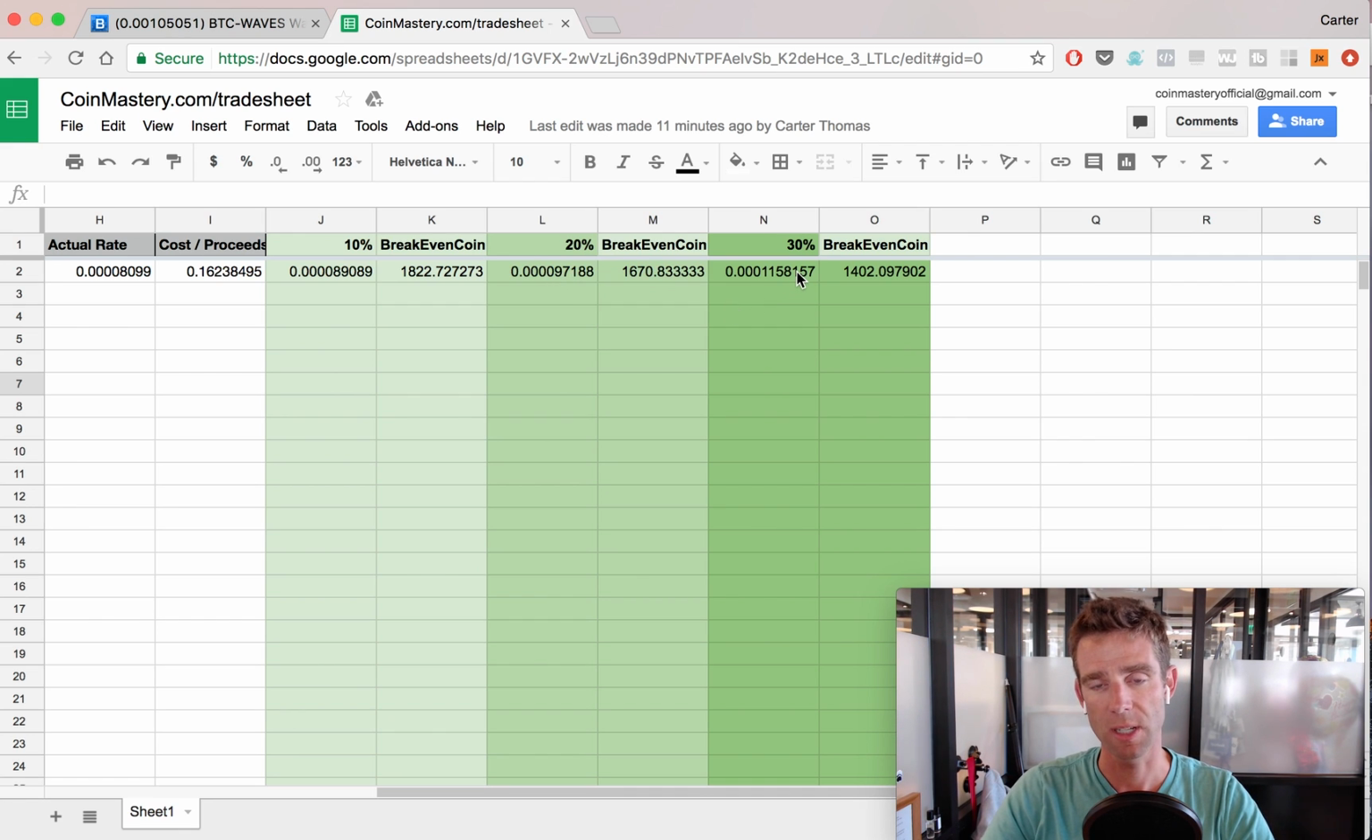Same with 30%. I stopped at 30% because after that, you're not going to get a 30% swing in a day. After 30%, you kind of have to make that decision yourself. You're looking at a long-term return.